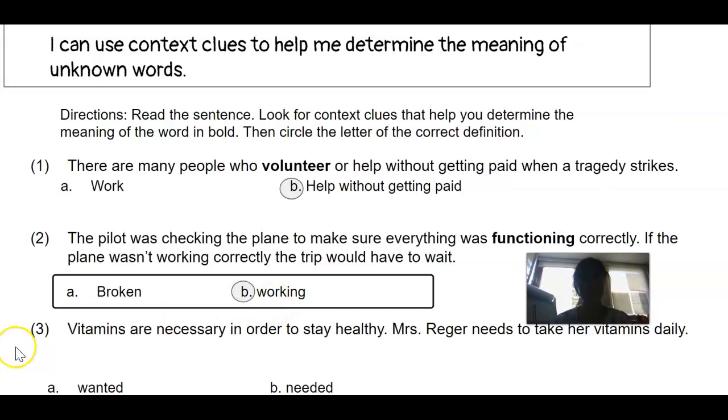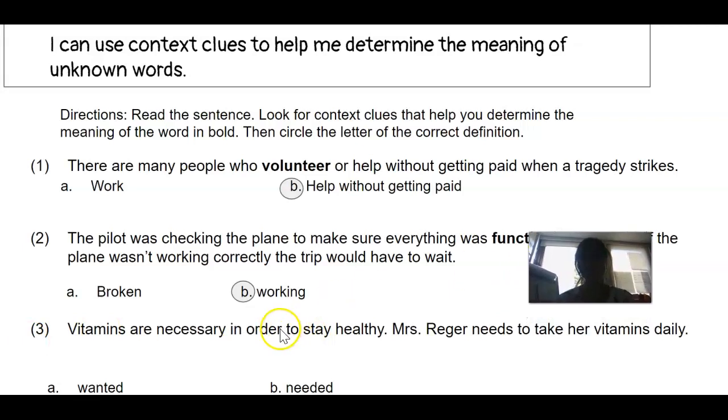And our last one, number 3. Vitamins are necessary in order to stay healthy. Mrs. Rieger needs to take her vitamins daily. Okay, I'm going to look inside my word. My word is necessary. The only other related word that I can think of is like a necessity, something that someone needs.